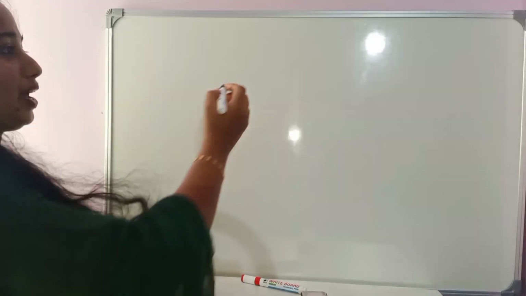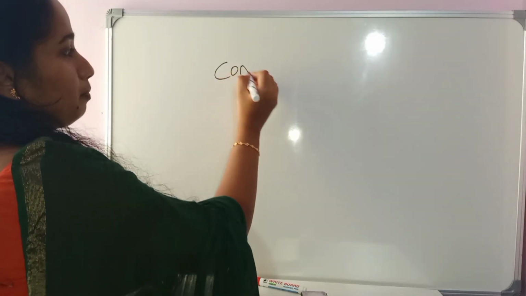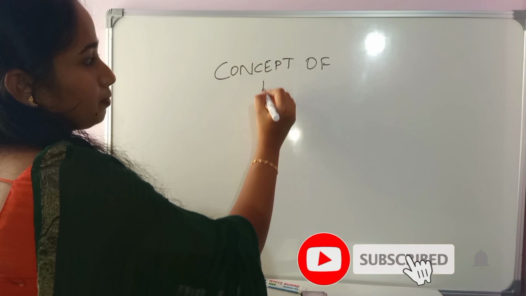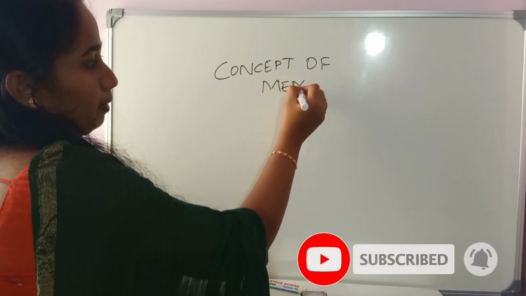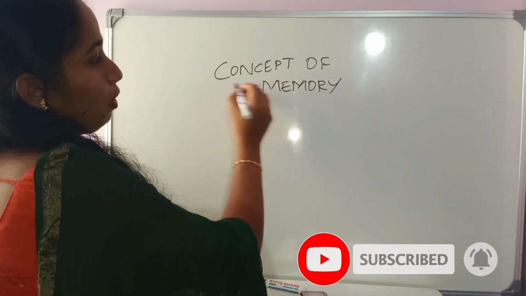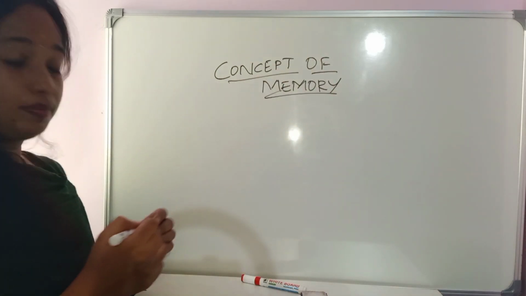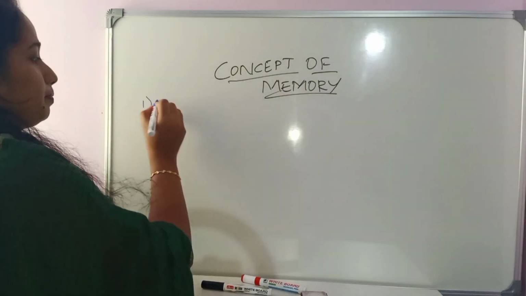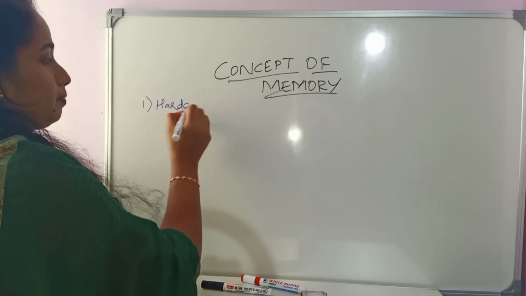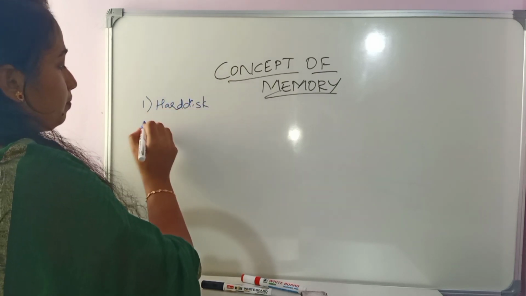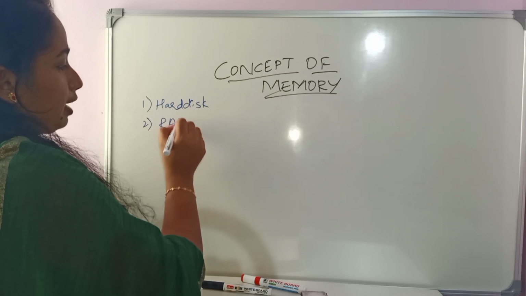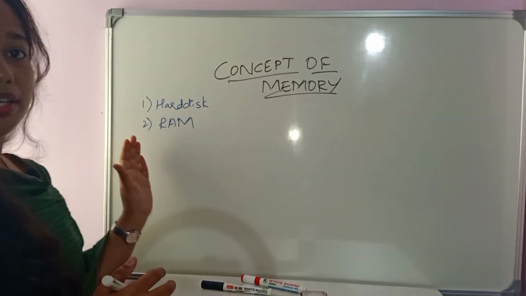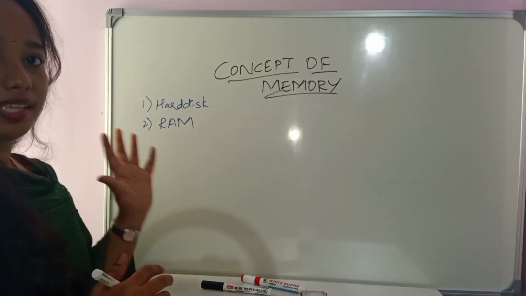So today I am going to explain to you the concept of memory in a computer. As we all know, we have two types of memory in a computer. That is hard disk and RAM. So today's concept is why we require these two types of memories in a computer.